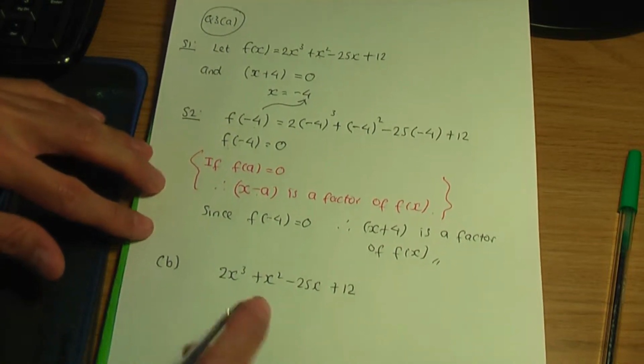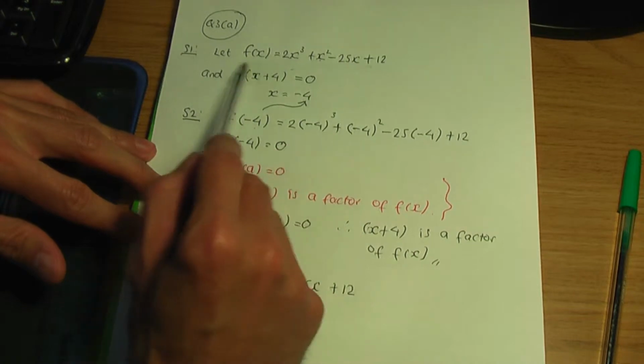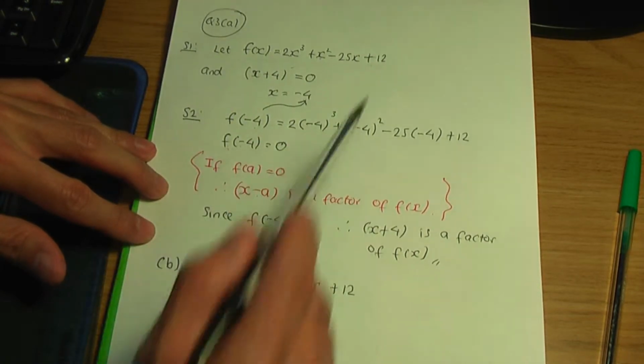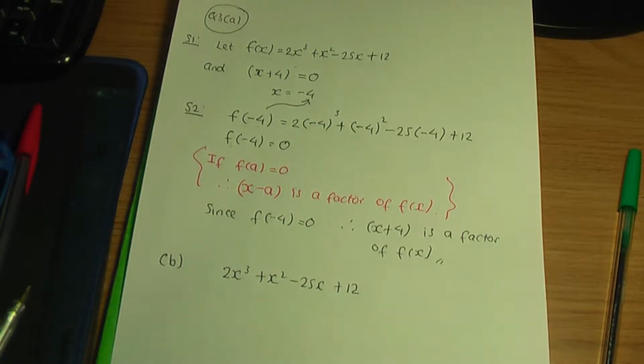So we have the polynomial. So this polynomial is the same as f of x from part A. Let me show you how to factorise completely. Now I have made a video explaining the process, and I'll provide a link to the video showing you how to factorise completely a polynomial in the description below. But let me talk to you briefly about the method.